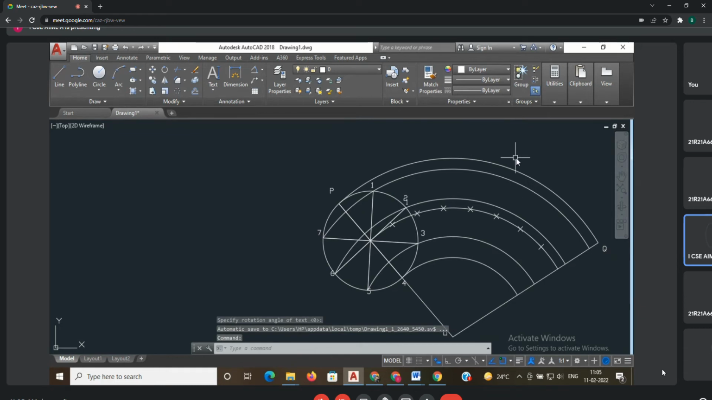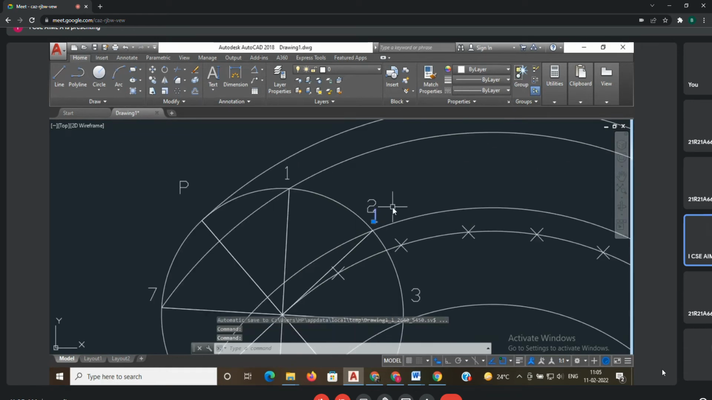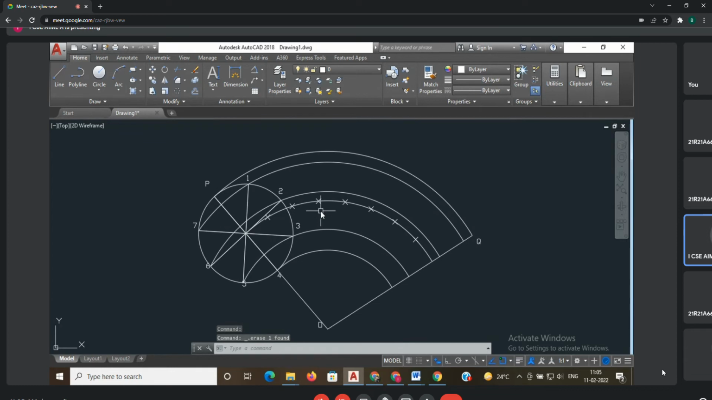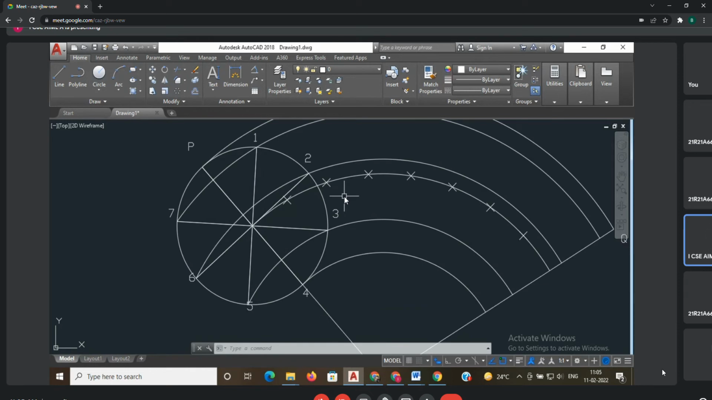Done. You have to give the notations in the opposite direction to the rotation of the rolling circle. The rolling circle is rolling clockwise, so you have to give anti-clockwise notations. Okay. After this, you can follow the same procedure. You can go with the center circle method, or you can go with the arc method.